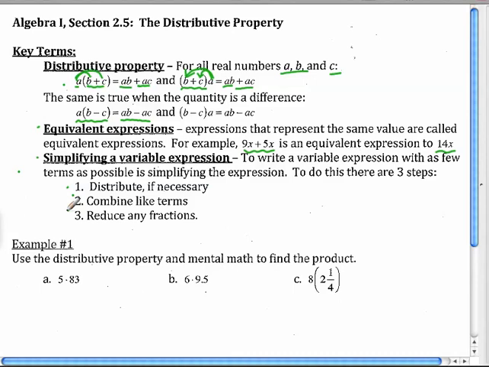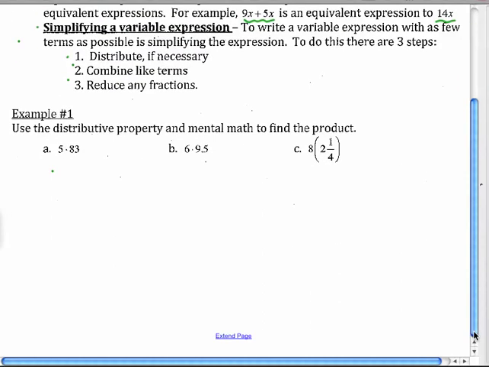Simple enough. This first example is just a little trick that I use all the time. You probably do too, just to make mental math a lot easier. Example 1 says, use the distributive property and mental math to find the product. Guys, do you see that this is 5 times 80 plus 3? Same thing. But those are easier multiplication problems than 5 times 83.